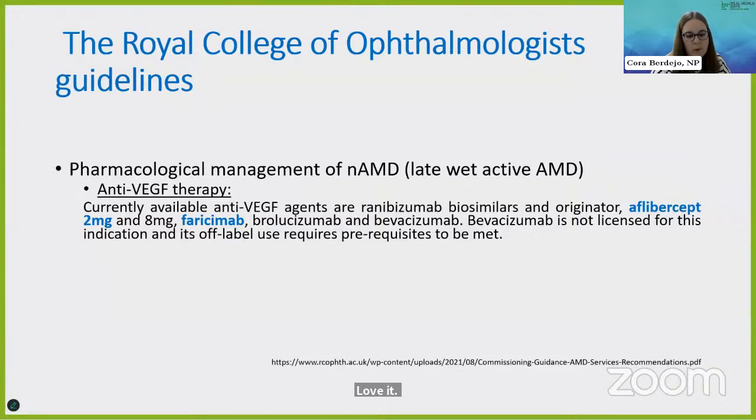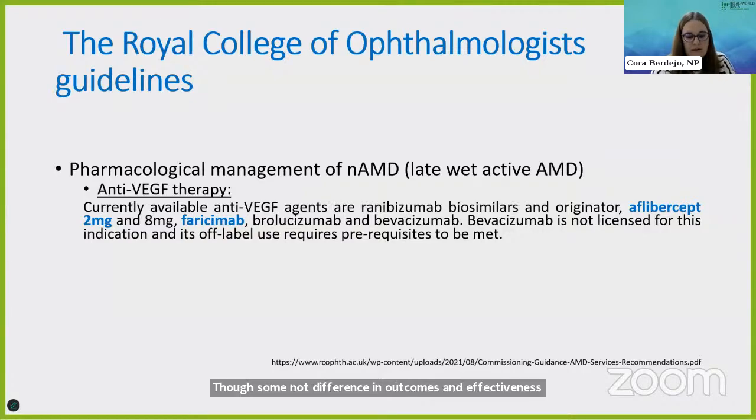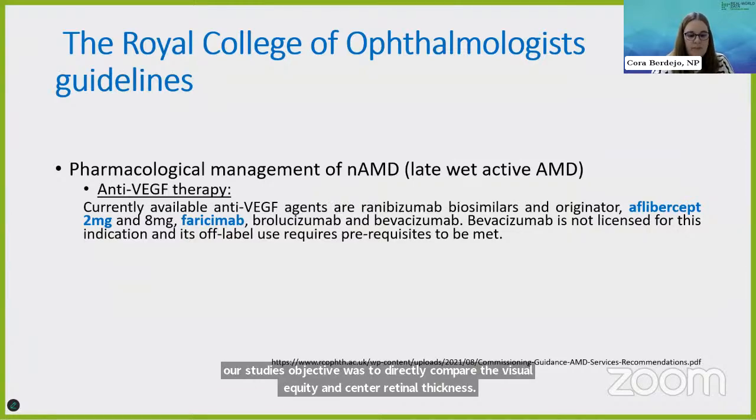Eylea and Vabysmo are both widely used, though with some not difference in outcomes and effectiveness. Our study's objective was to directly compare the visual acuity and central retinal thickness outcomes in patients receiving these two treatments, aiming to see which may offer greater clinical benefits.